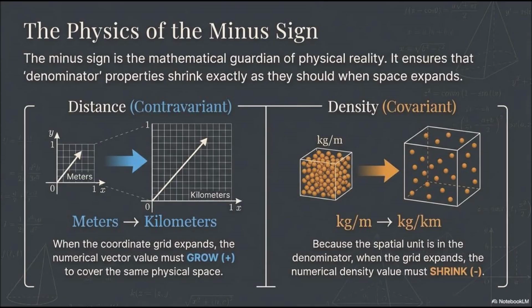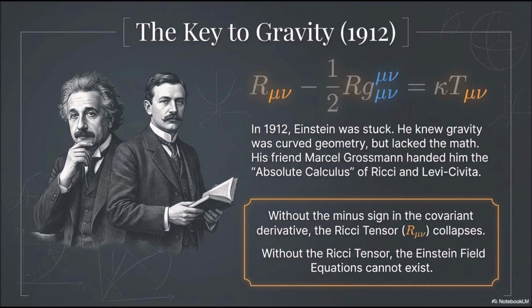The calculated Christoffel symbols: gamma with upper theta and lower phi phi equals minus sine theta times cosine theta, and gamma with upper phi and lower theta phi equals cotangent of theta. Okay, we have the noise calculated.